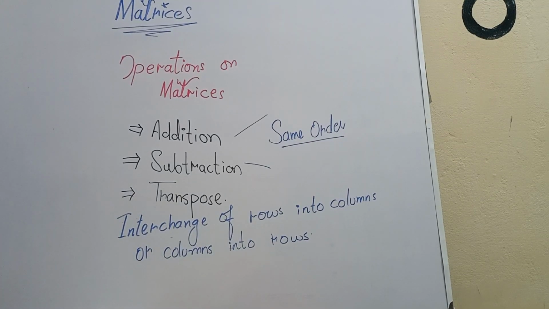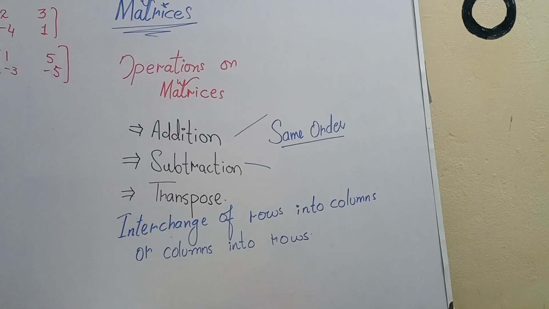For subtraction, the same condition holds, that the order of the matrices must be the same. So let's take some random matrices. For example, let's take matrix P as 2, 3 and minus 4, 1. And let's take another matrix, matrix Q, and it should be of the same order. Let's take the numbers 1, 5, minus 3, minus 5.